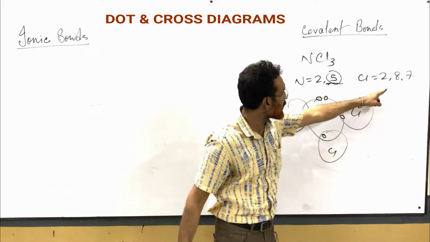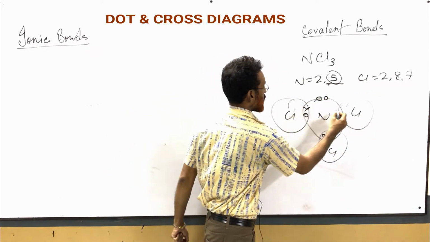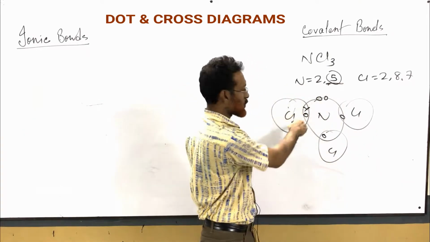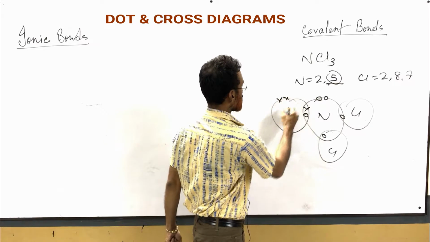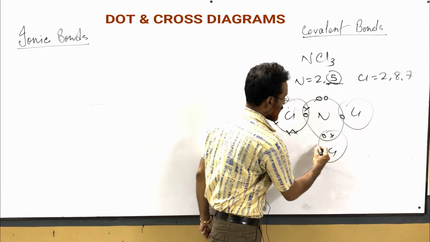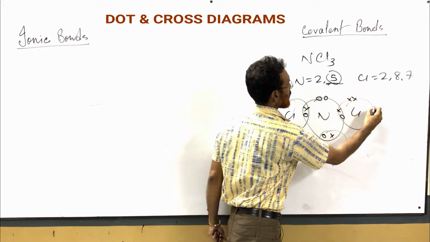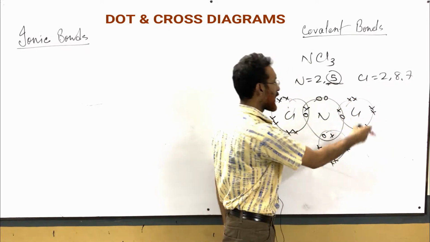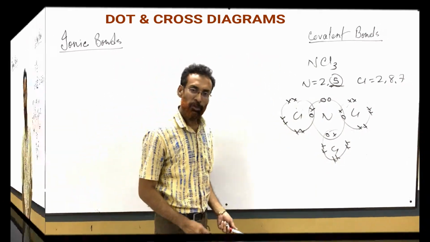Here you see chlorine was having 7 in the outer shell, 1 short. So chlorine sends 1 for sharing. When chlorine sends 1 for sharing, still 6 electrons are there in the outer shell. That we show as 6 crosses, 3 pairs. So chlorine will do the same thing. Sends 1 and there remain 6 electrons. This is the dot and cross diagram of nitrogen trichloride.